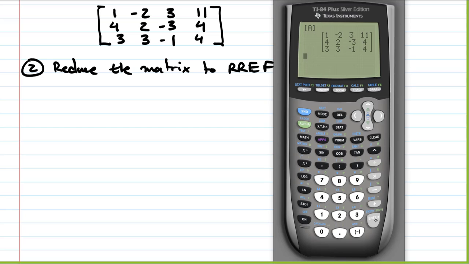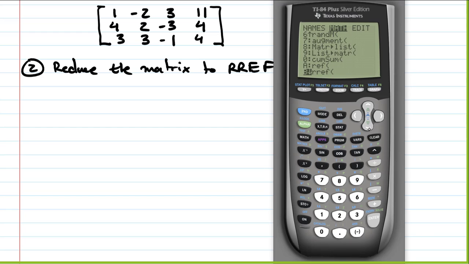So now that our matrix is in there, we want to do some math on our matrix. So we go back into our matrix menu, but this time we're going to right arrow over to math instead of edit. And there's a whole bunch of stuff in here. We want to find RREF, which means we have to hit our down arrow like 12 times. So we go down, we go down, we go down.